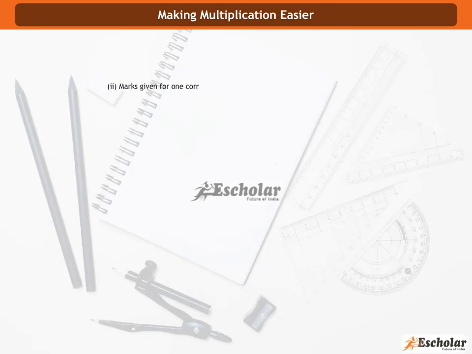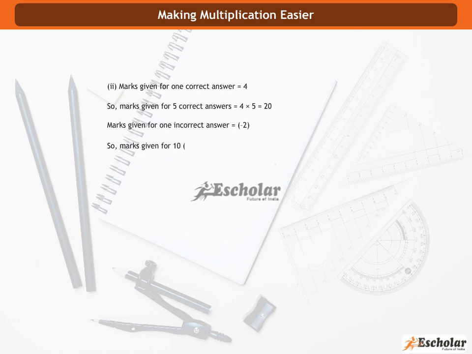Marks given for 1 correct answer is equal to 4. So marks given for 5 correct answers is equal to 4 × 5, which is 20. Marks given for 1 incorrect answer is equal to -2. So marks given for 10 incorrect answers, which is 15 minus 5, is equal to -2 × 10, which is equal to -20. Therefore, her friend's total score is equal to 20 plus -20, which is equal to 0.